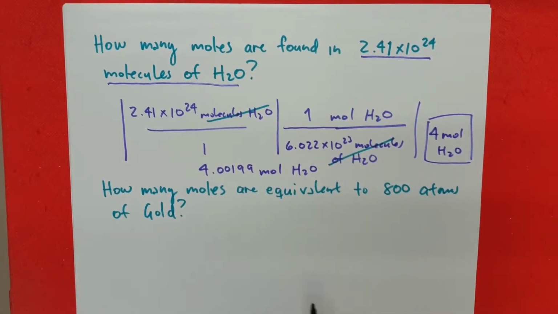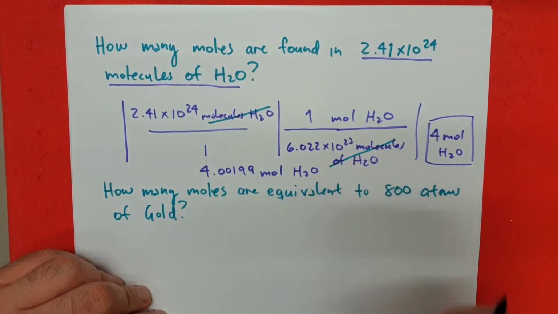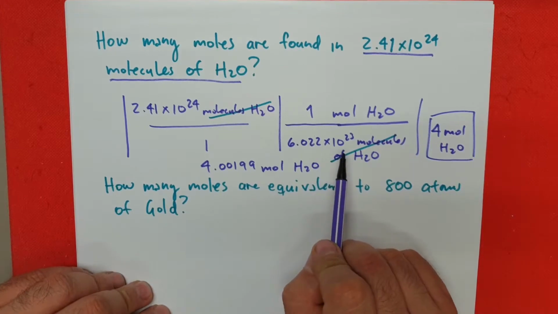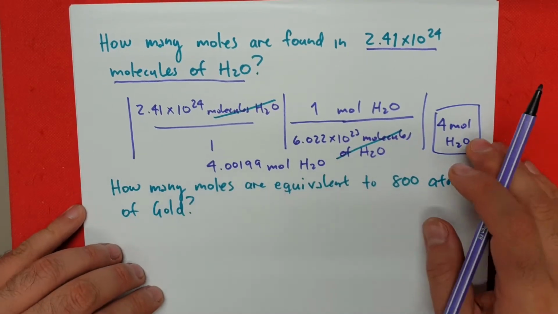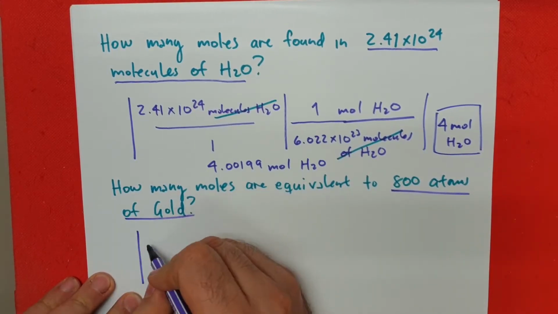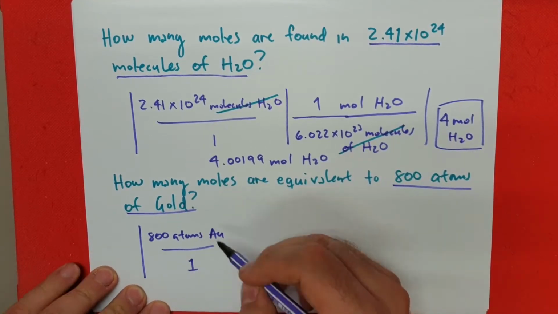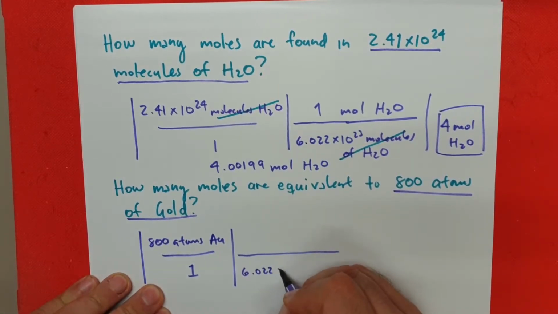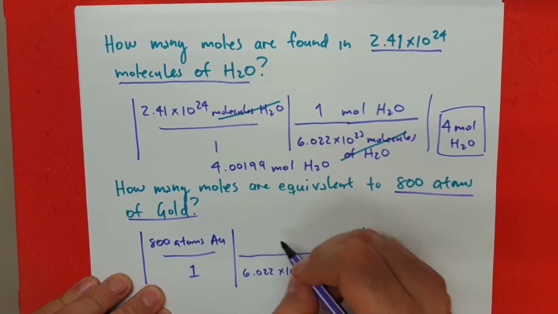Next, let's do another problem. In this case, it says how many moles are equivalent to 800 atoms of gold. So you can imagine 800 atoms of gold is a very small quantity, considering that 1 mole of anything has 6.022 times 10 to the 23rd molecules or atoms of anything. So we're going to get a very, very small number. So mind your scientific notation. My first setup is I'm going to write my quantity, which is my given. So I have 800 atoms of gold over 1, so I don't change it algebraically. And my next factor is, again, Avogadro's number, 6.022 times 10 to the 23rd atoms of gold is equivalent to what? To 1 mole of gold.